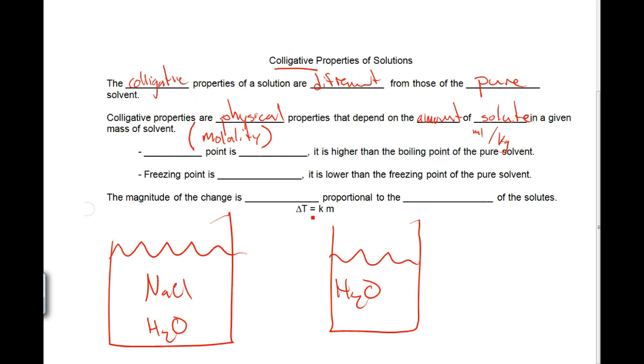So what are they? Our boiling point is elevated. It is higher than the boiling point of the pure solvent. Now the freezing point is depressed. It is lower than the freezing point of the pure solvent.